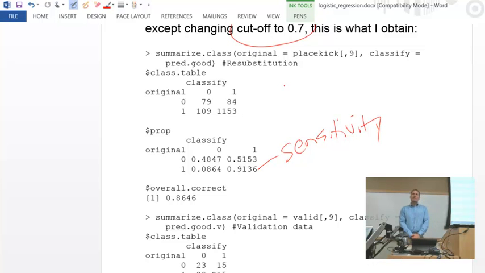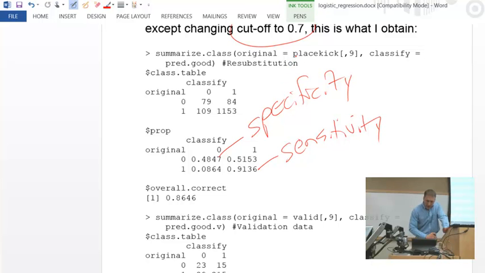Why does it make intuitive sense for why it's going down? Exactly. So there was some stuff that I'm missing that were successes before that had a probability between 0.5 and 0.7. In other words, I like to think of it this way, that I have a higher threshold in order to pass before I can say, yes, indeed, that is going to be a positive. And because I have that higher threshold, I'm going to miss some stuff. But look what happens to my specificity. It shoots up to about 0.48.